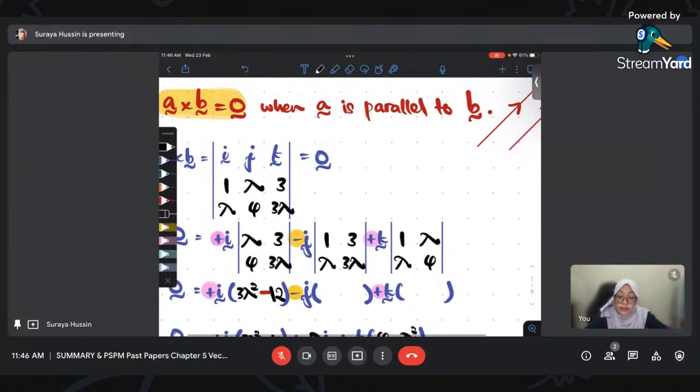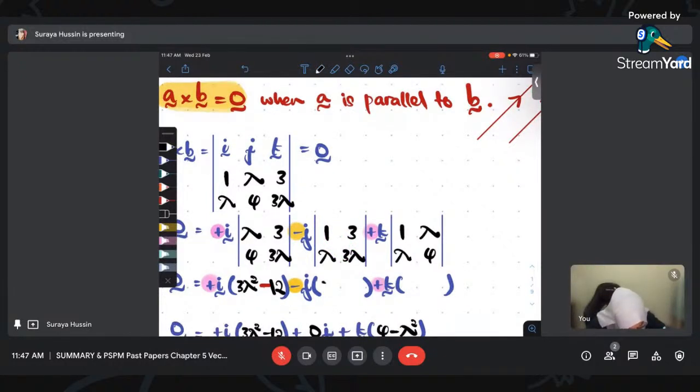Easy. Okay, buat yang seterusnya untuk J pula. So remember diagonal. So calculate the diagonal first. Calculate the diagonal line first. So 1 times 3 lambda is 3 lambda. Tolak. Dia mesti tolak. Tolak apa? Tolak yang lagi 1 punya ni. 3 lambda as well.